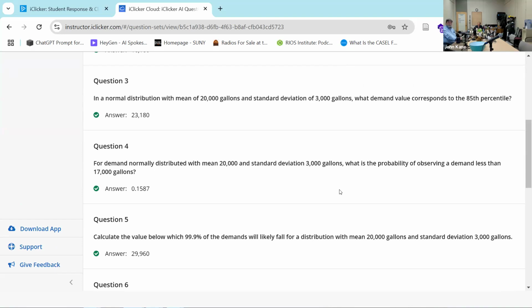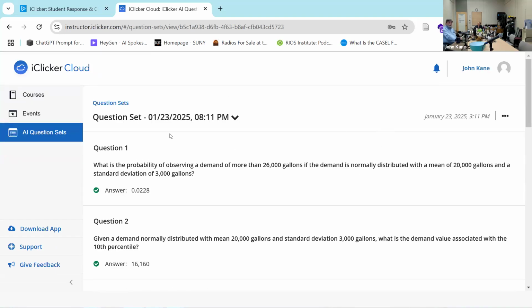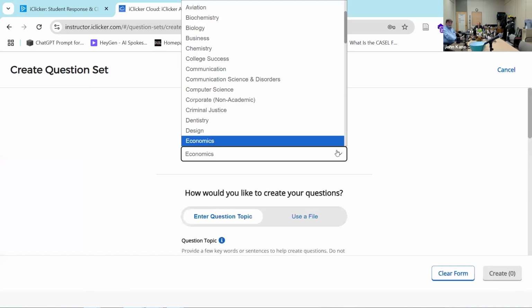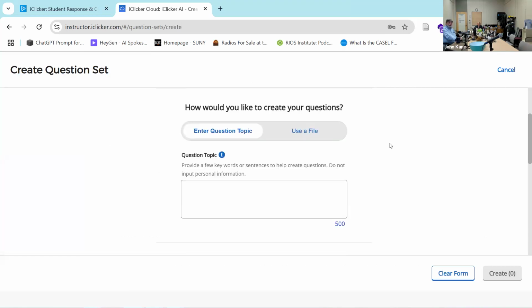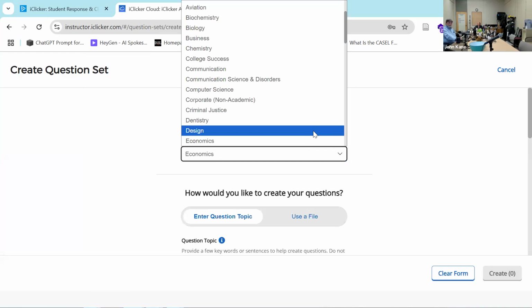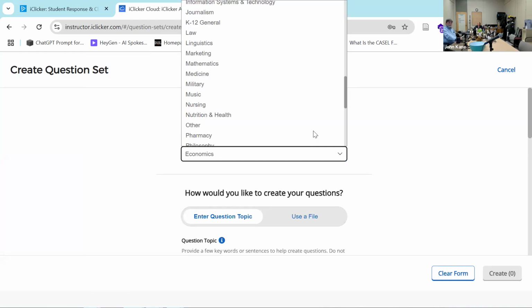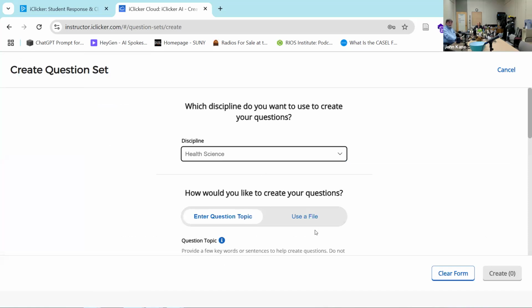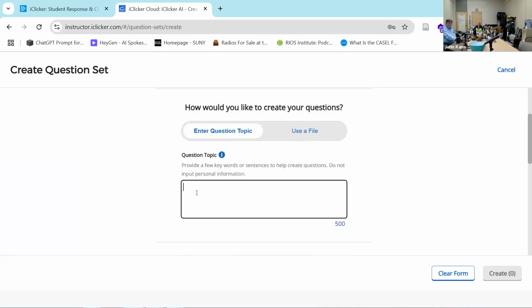So we're going to now create a new question set. That would be under, would it be wellness or health? Let's see. They probably don't have wellness. I'd be surprised if they have wellness. Health science, maybe? Yeah. Okay, so let's go health science. And what sort of question topic would you like? Program models and health behavior theory.